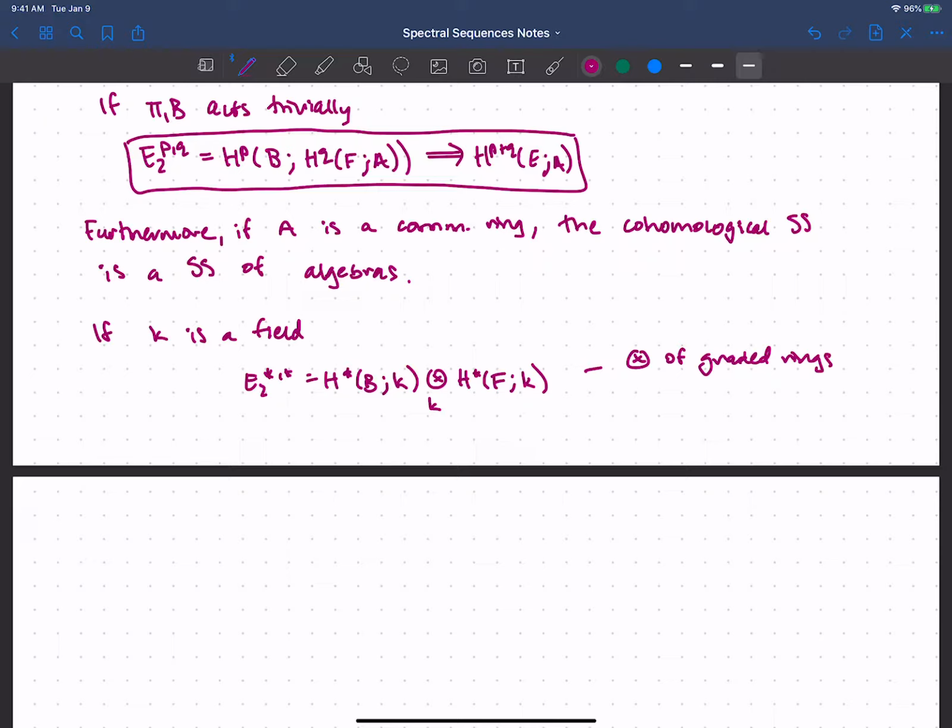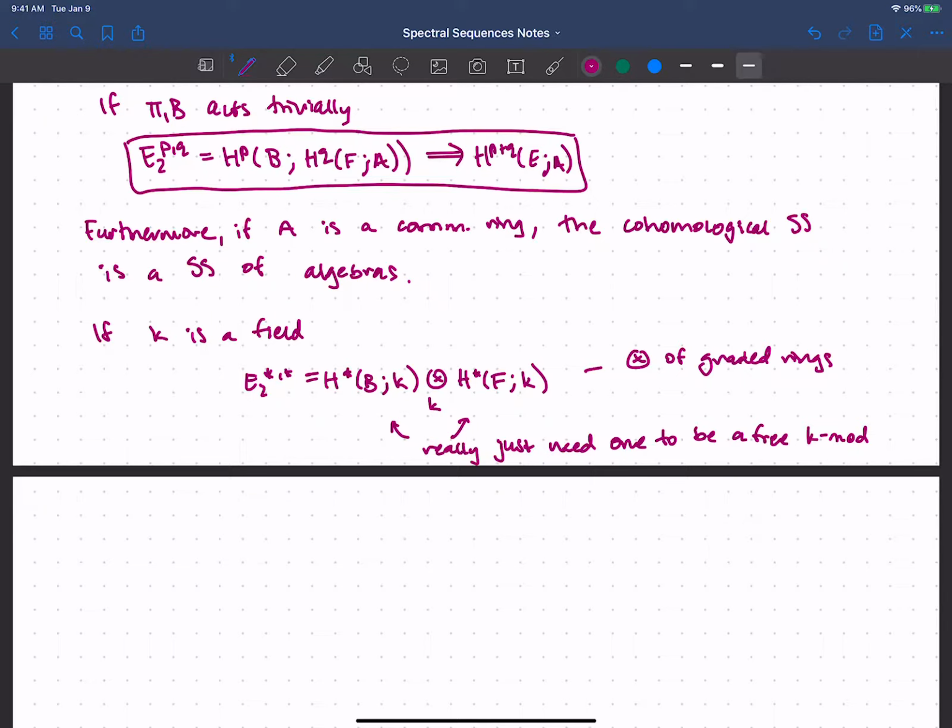And remember, this is a tensor product of graded rings. So the usual thing. And in fact, the Künneth theorem, to get this sort of nice version where we just have the tensor product, we really just need one of these to be a free K module. So let me write that. And then we won't have any Tor terms. So often what happens is our E2 page looks like this nice tensor product, and then we cook up something about the cohomology of the total space.